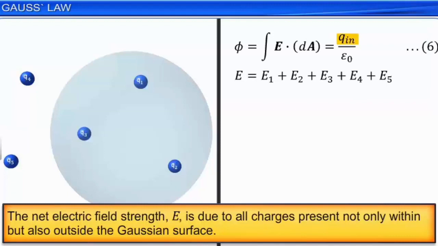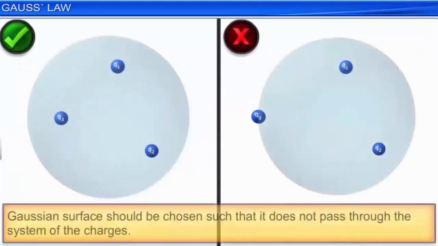While choosing a Gaussian surface for a system of discrete charges, the Gaussian surface chosen should not pass through the system of the charges since the electric field is not well defined at the location of the charges, as it grows boundlessly as we move closer to the charge. However, in case of a continuous charge distribution, the Gaussian surface can be taken passing through the charge distribution.